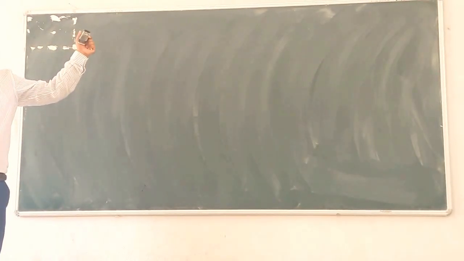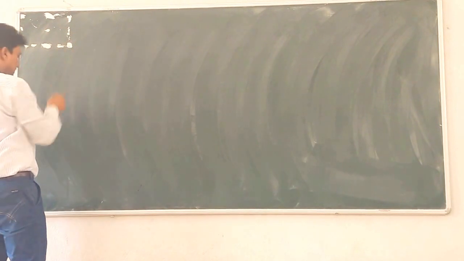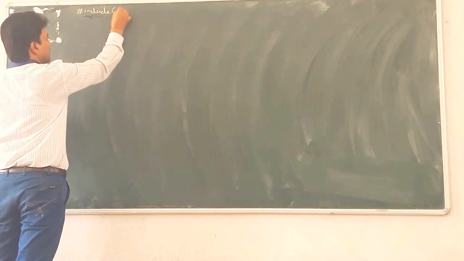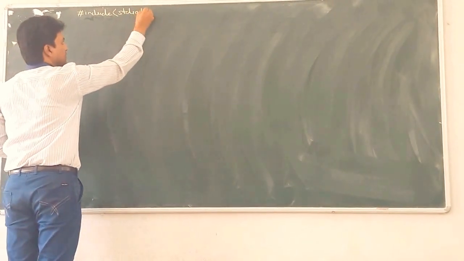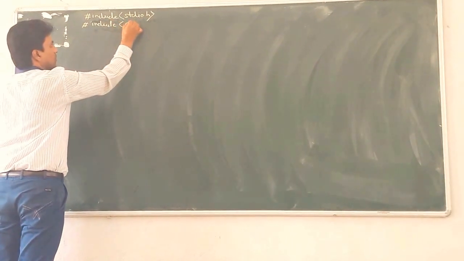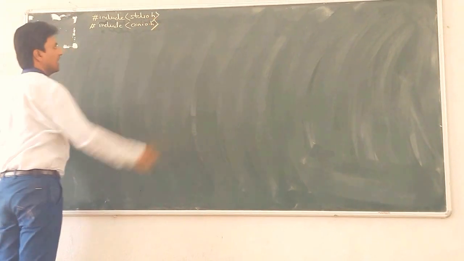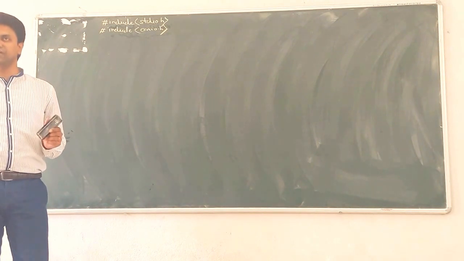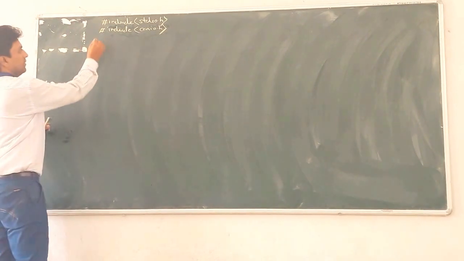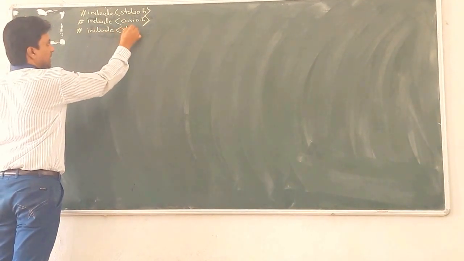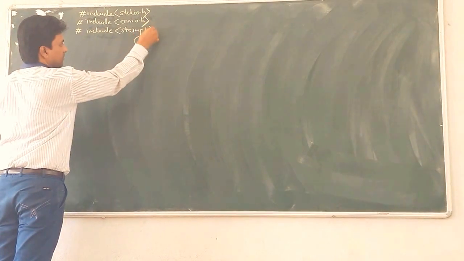For that we will take one example of structure, that is student structure. So first define the structure. Before that, include the header files. First header file: hash include stdio.h. Then include the second header file, hash include conio.h, as well as include string.h. If you want to use string handling built-in functions, then you have to include the string.h header file.